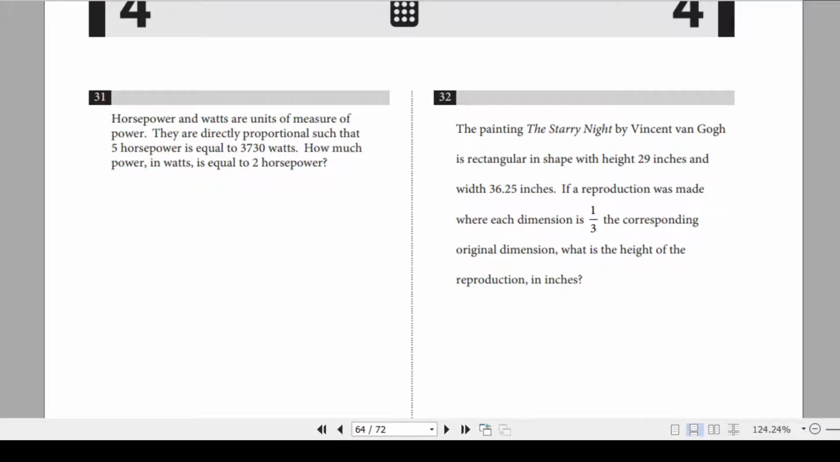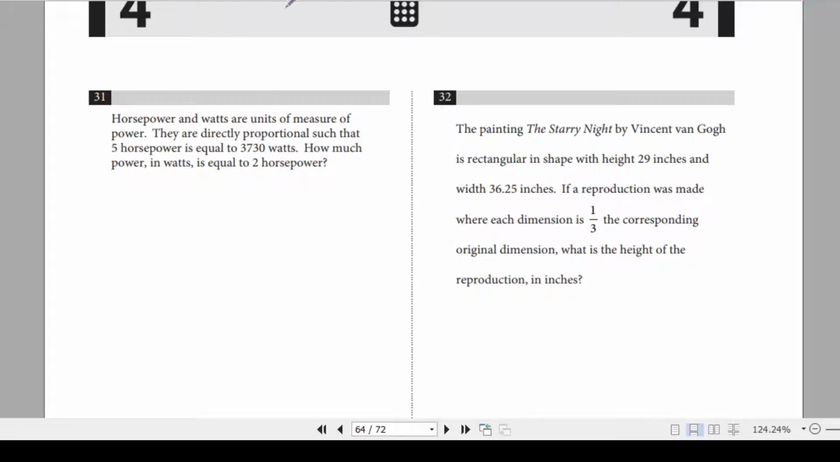Question number 31, the grading questions actually. So the first question is: horsepower and watts are units of measure of power. They are directly proportional such that 5 horsepower is equal to 3730 watts. How much power in watts is equal to 2 horsepower?